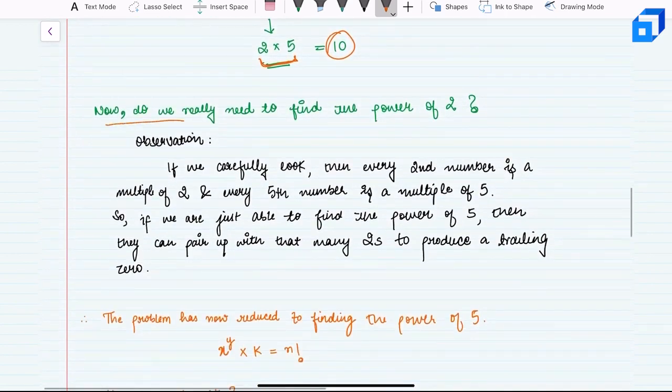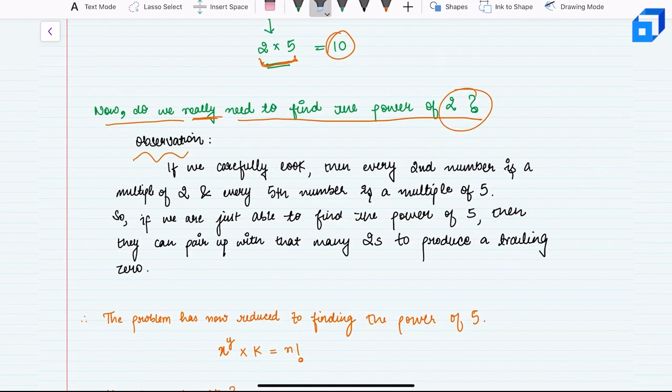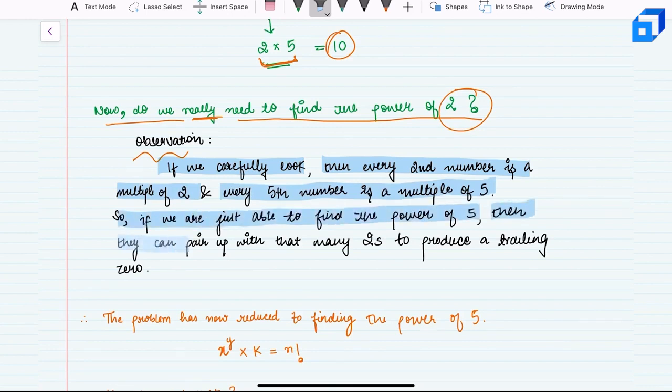Now, do we really need to find the power of 2? Well, here the observation to be made is that if we carefully look, every second number is a multiple of 2, and every fifth number is a multiple of 5. So if we are just able to find the power of 5, then they can pair up with that many 2s to produce a trailing 0.